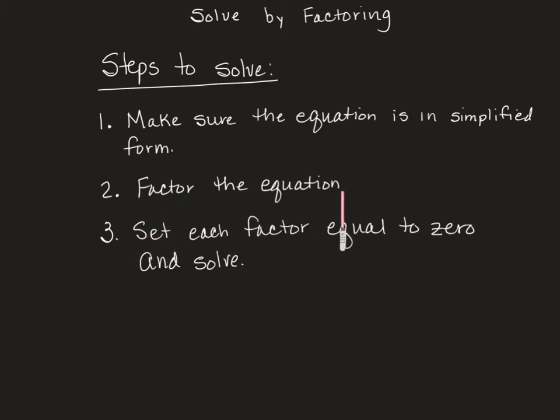We're then going to factor the equation as I had shown you to do in a previous Ed Puzzle talking about factoring and the other Delta Math problems that we did. And then once I have it factored, we're going to set each factor equal to 0 and solve. Okay, so let's look at a few.